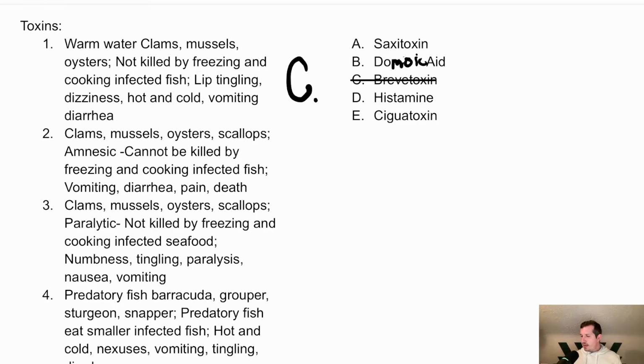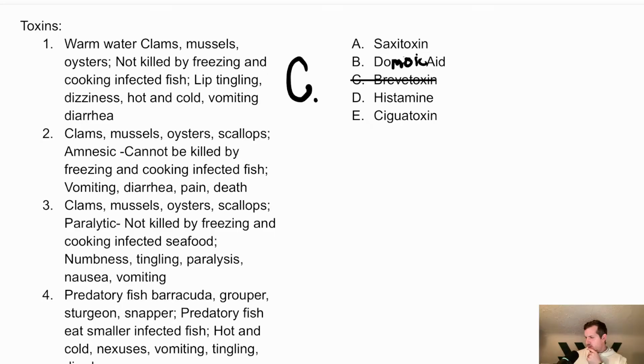Number 2, clams, mussels, oysters, scallops, cannot be killed by freezing and cooking. Comes from infected fish, and it comes with vomiting, diarrhea, pain, and death. Okay, these are different things that can occur as a result of this one. Very serious one there.